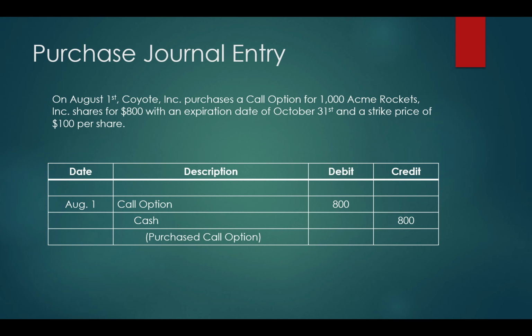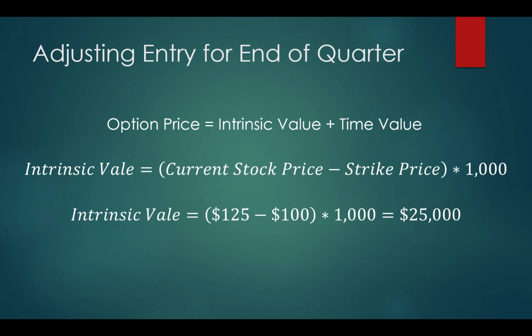Now, since an option is simply a financial asset, its purchase really isn't any different than purchasing any other asset, such as a building or supplies. To record the purchase, we debit the call option account for $800 and credit the cash account for $800. To adjust the value of the option, we need to know a little bit more about options pricing.